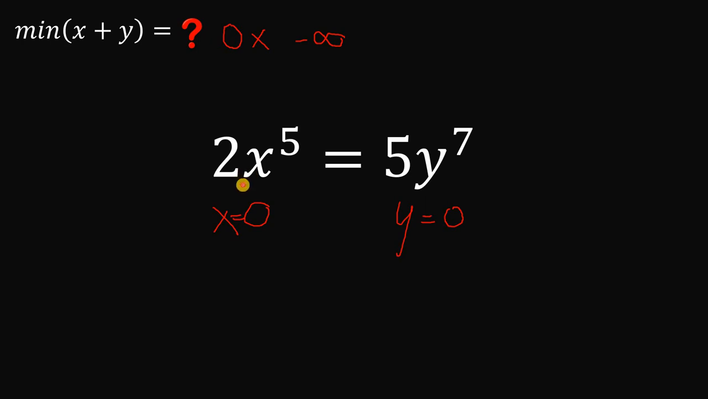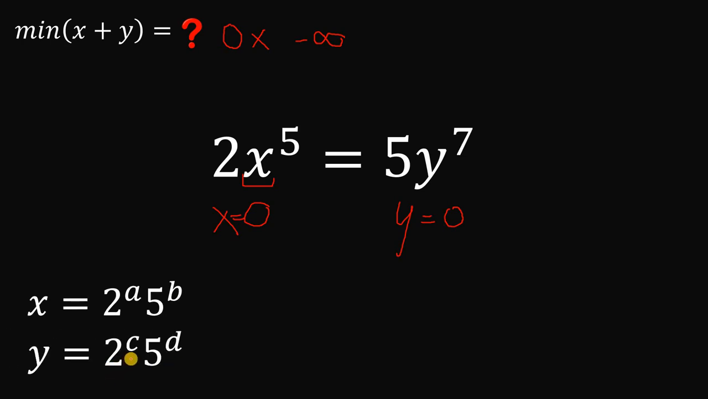First, let's replace x, and the value of x must be equal to 2 raised to a times 5 raised to the power of b. And we also replace the variable y, and let y be equal to 2 raised to c multiplied by 5 raised to the power of d. So why do we do that?